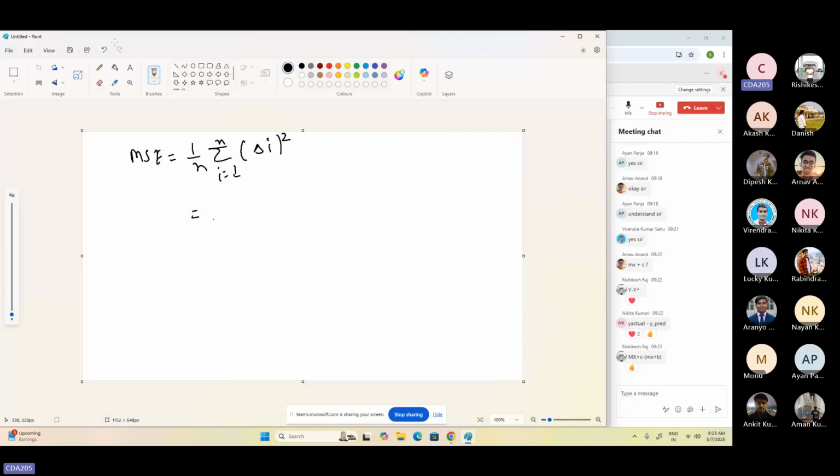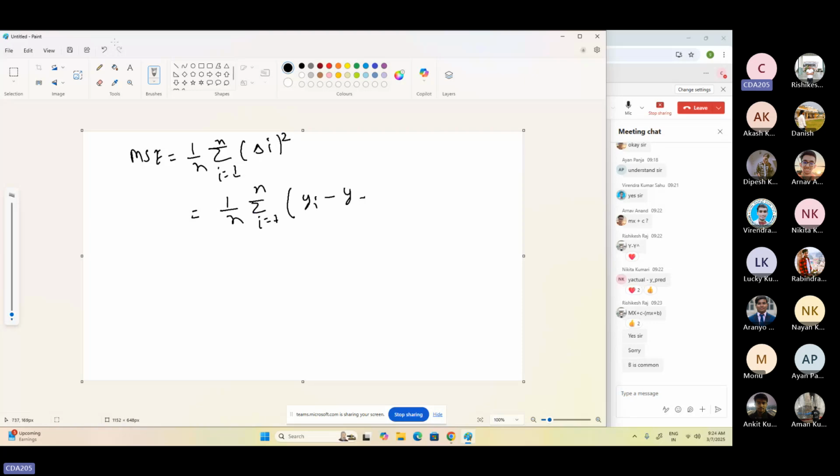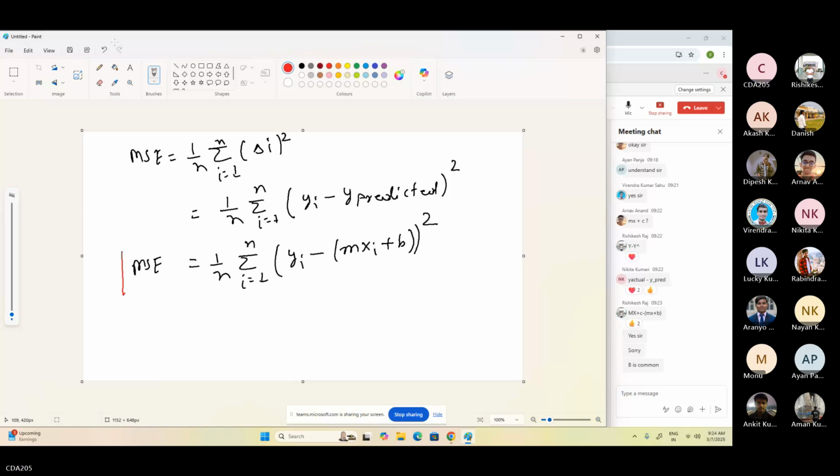So we can say that 1 by n summation i is equal to 1 to n and yi minus y predict. This is the equation. So finally we can write 1 by n summation i is equal to 1 to n, that is yi minus (mxi plus b), the whole square. This is the MSE. This is what we are doing.